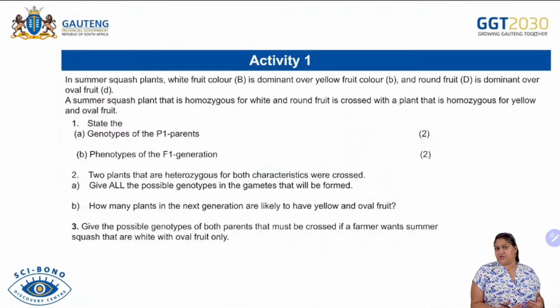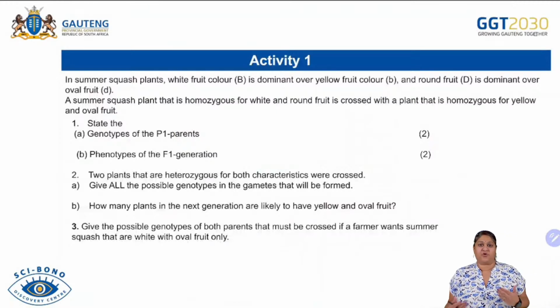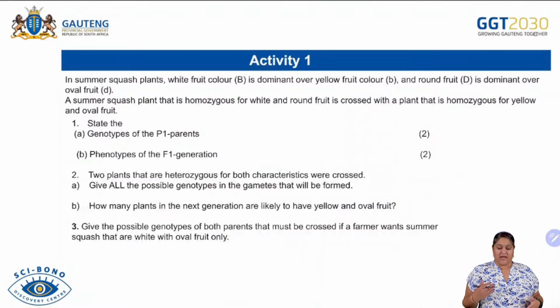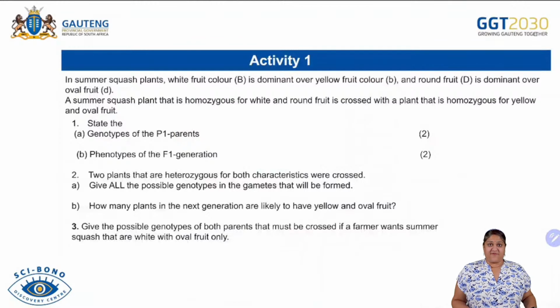They could ask you for the phenotypes of the parents. They could ask you for the offspring. They could ask you these questions that are coming here. So you don't have to do the whole cross, but you're going to have to do parts of the cross in order to answer the questions. So let's have a look at this one.